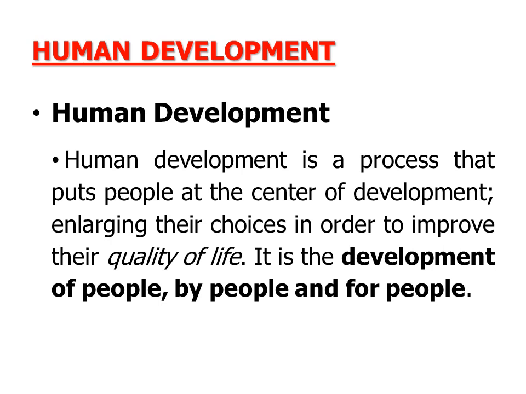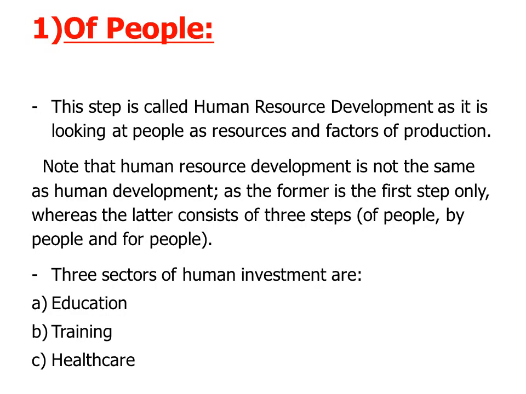Human development is development of people by people. The first step of human development is development of people. This step is called human resource development. Human resource development looks at people as a resource or as a factor of production. The difference between human resource development and human development is that human resource development is just step number one in human development, development of people, while human development has three steps: development of people, by people and for people.